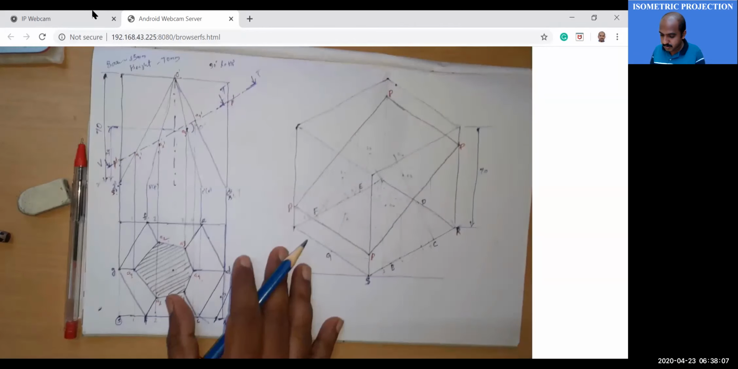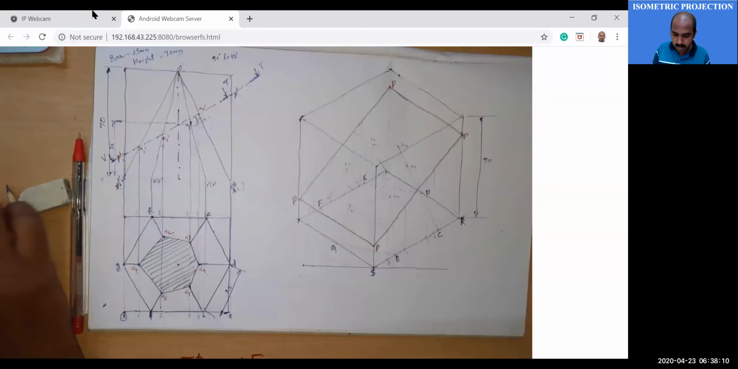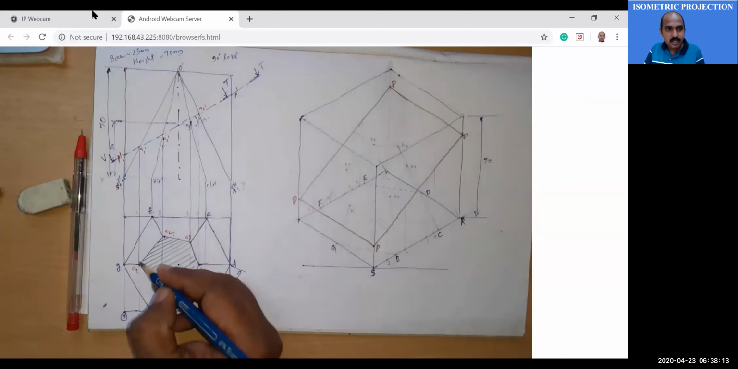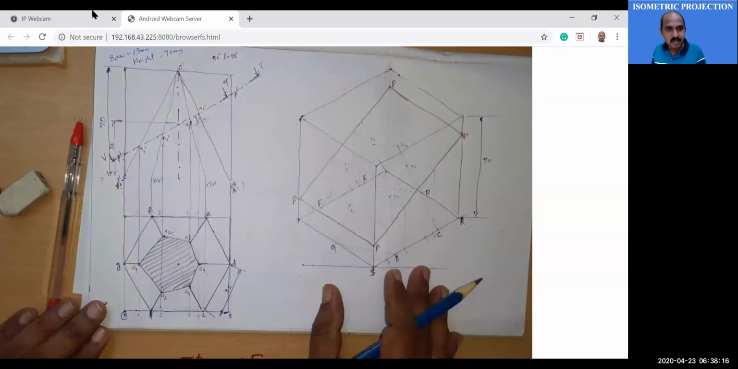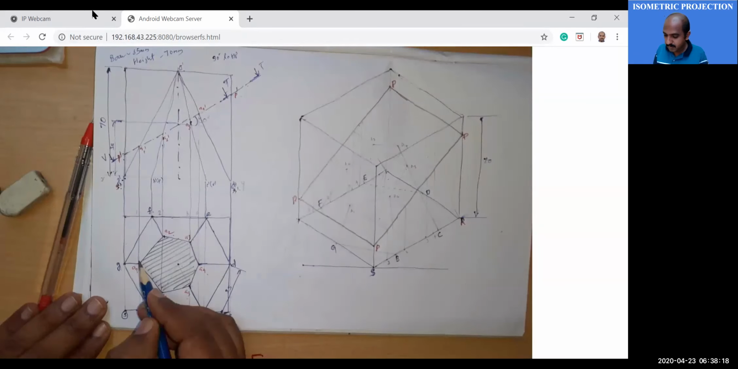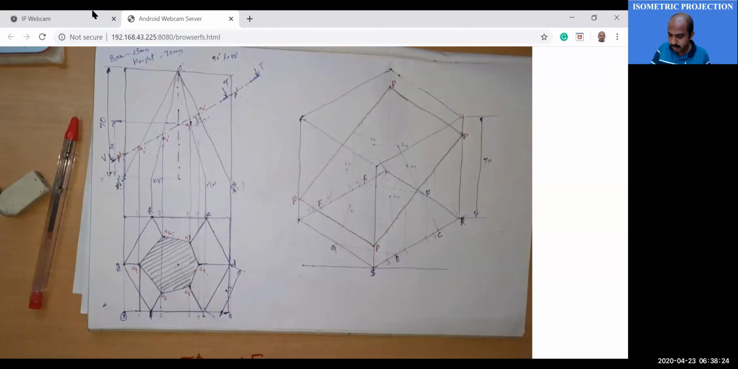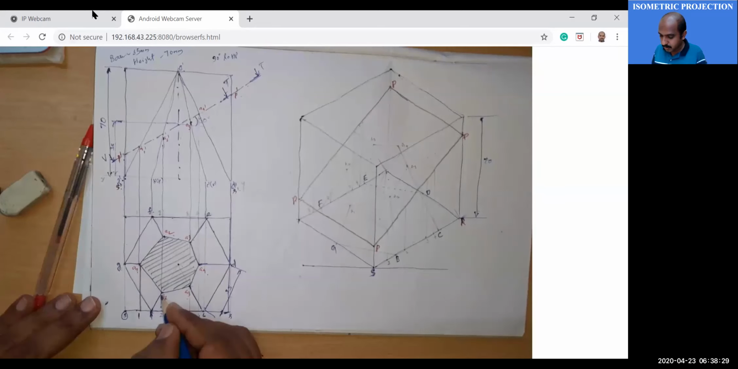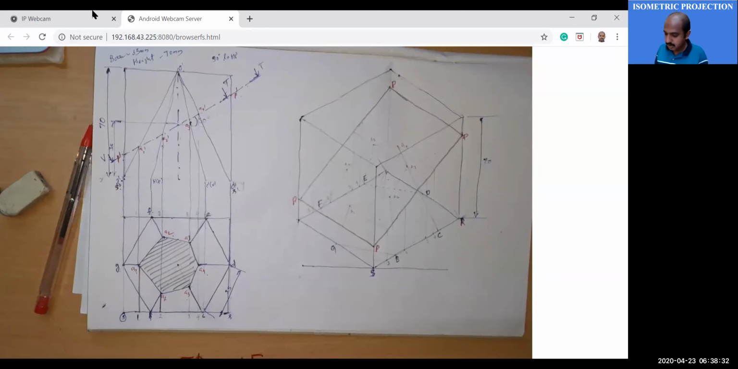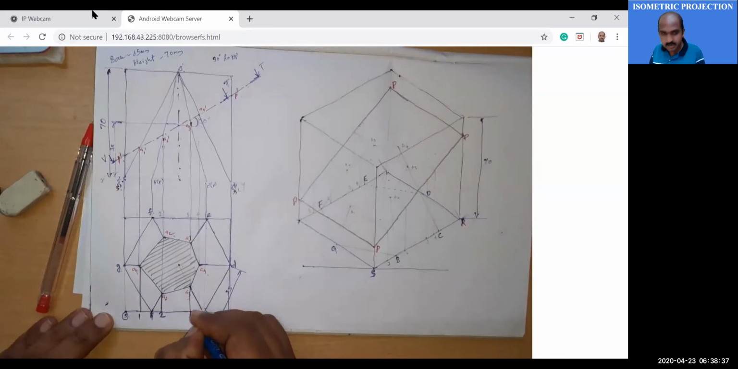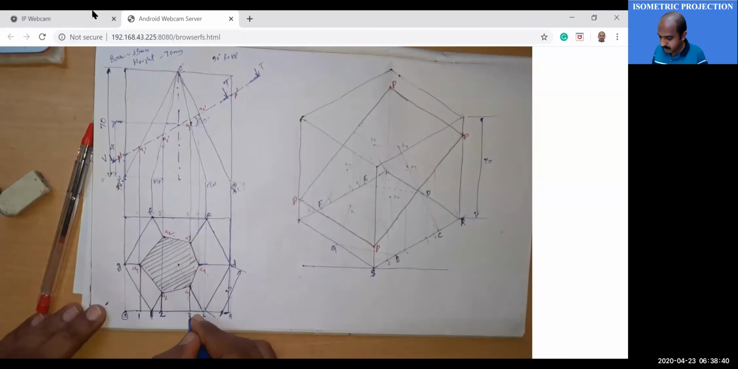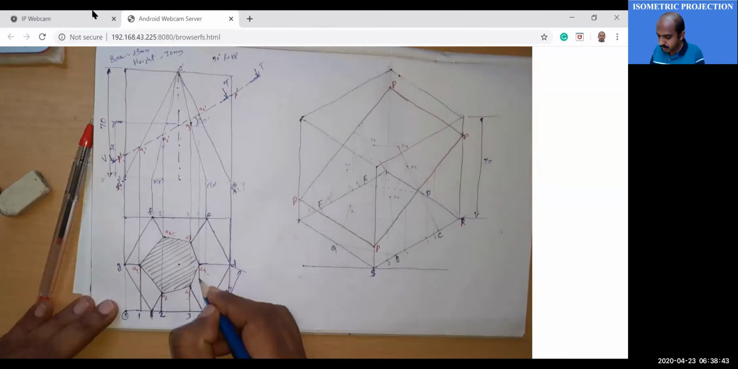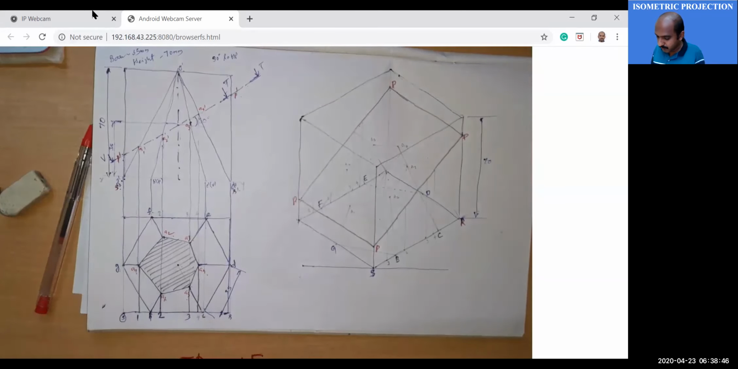So what do you do? You come back to your top view. From A dash, you located A1. From A1, you drop a perpendicular to this horizontal line. Let that point be 1. Similarly, drop a perpendicular from A2 to this horizontal line, let it be 2. Then A3, let it be 3, and A4 to the horizontal line, let it be 4.